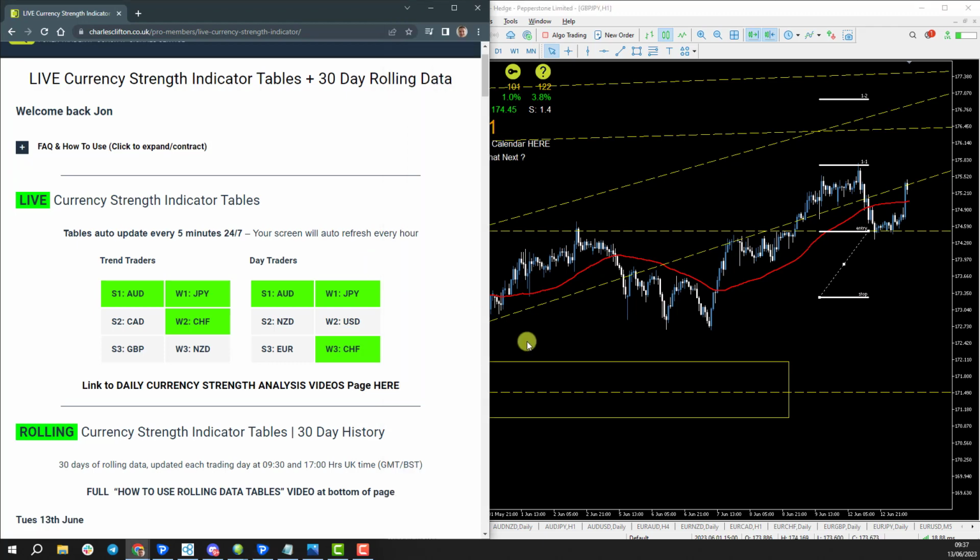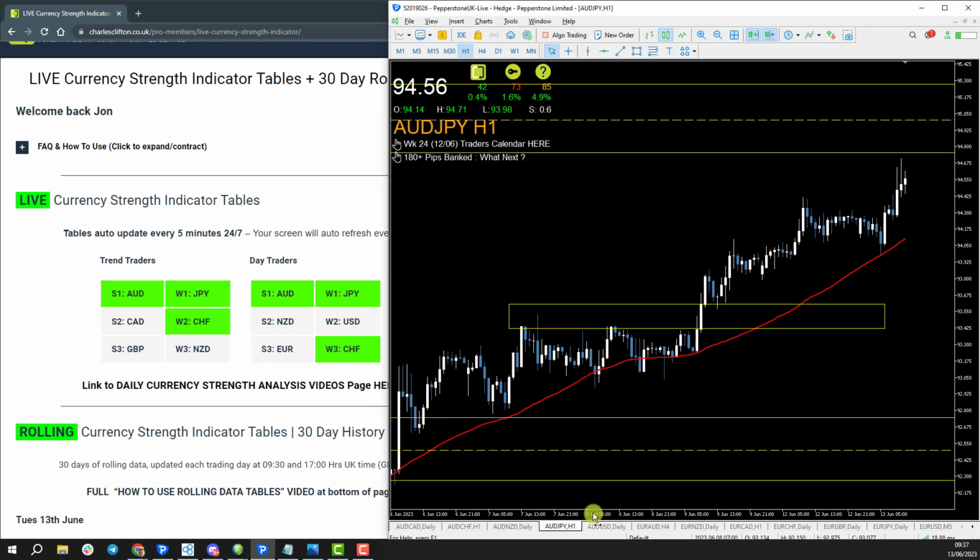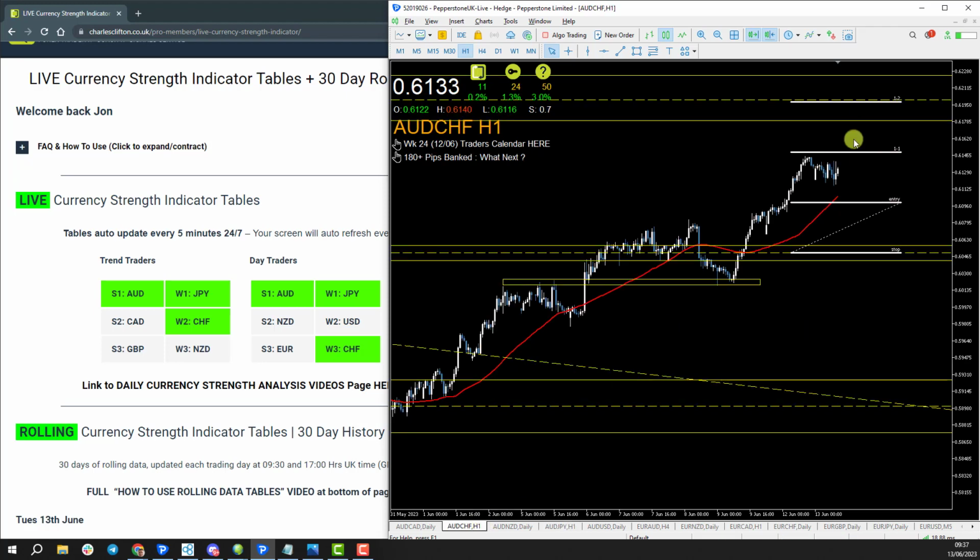So nothing really changing for us in terms of perspective. Aussie yen obviously still looking to target that 95. Aussie Swiss I think has got a better risk to reward ratio for us to actually target up at the 0.62 handle. So I think this one is going to be the one that we're going to watch today. 0.61 entry, 50 pip stop loss, looking for that 0.6200 target.